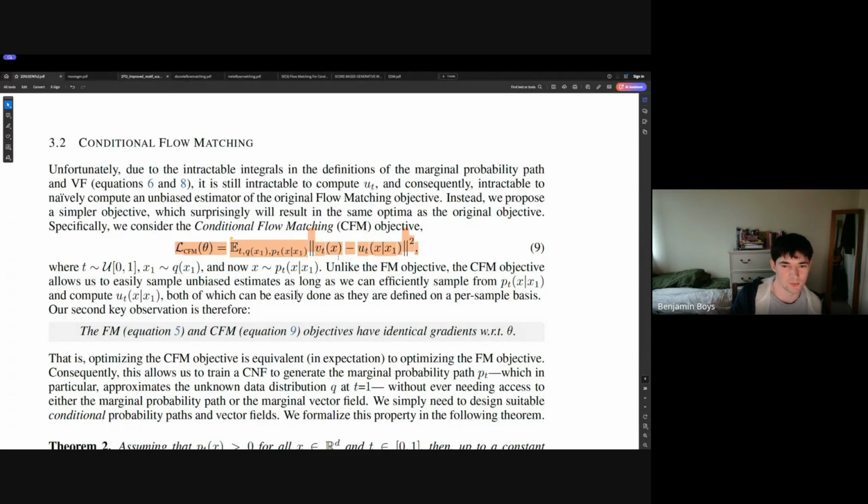And so once you've learned it using this loss, which is trained using stochastic gradient descent, then you can use V without any knowledge of x1 or the distribution of x1 to generate new samples. But yeah, this is very similar in conception to denoising score matching.